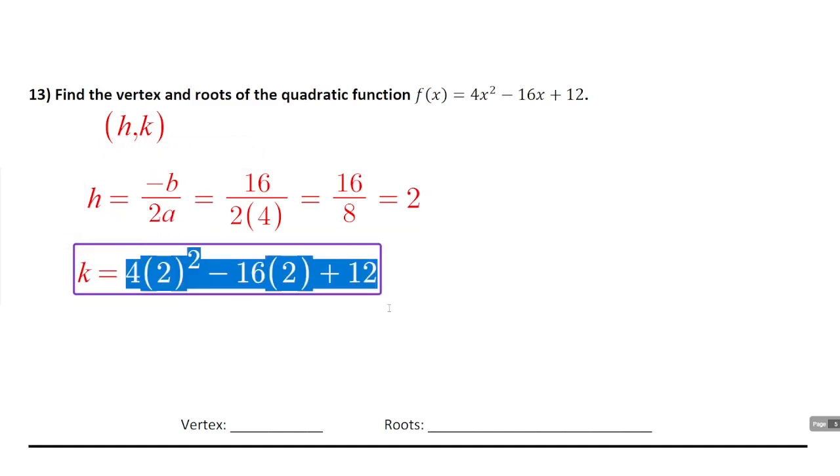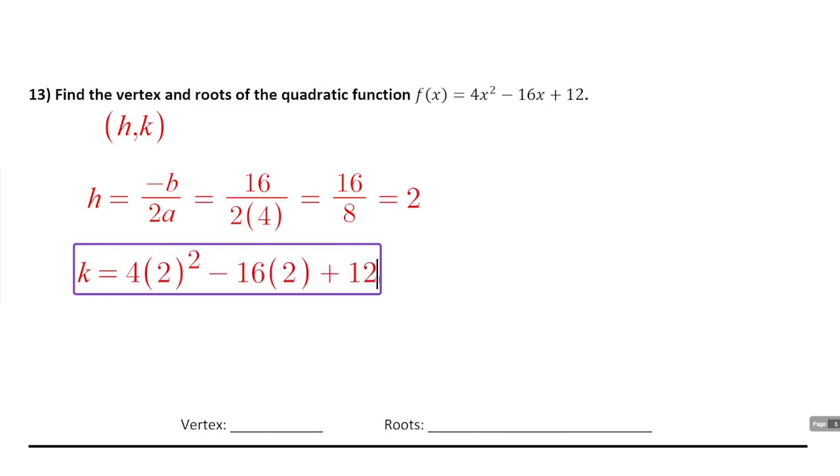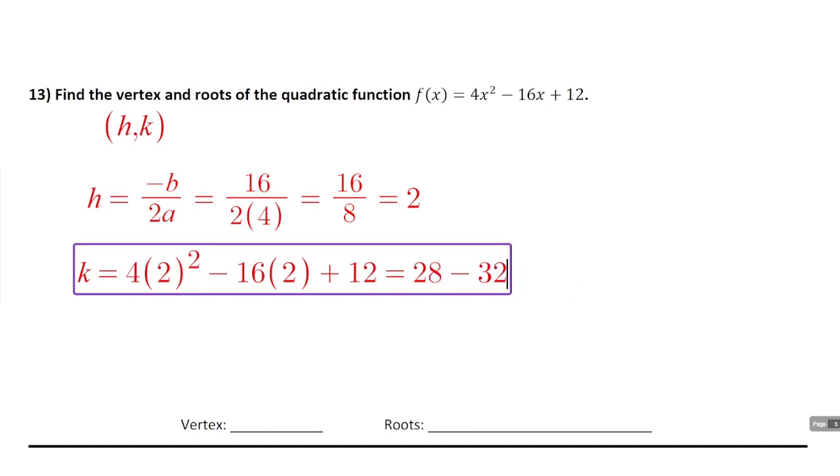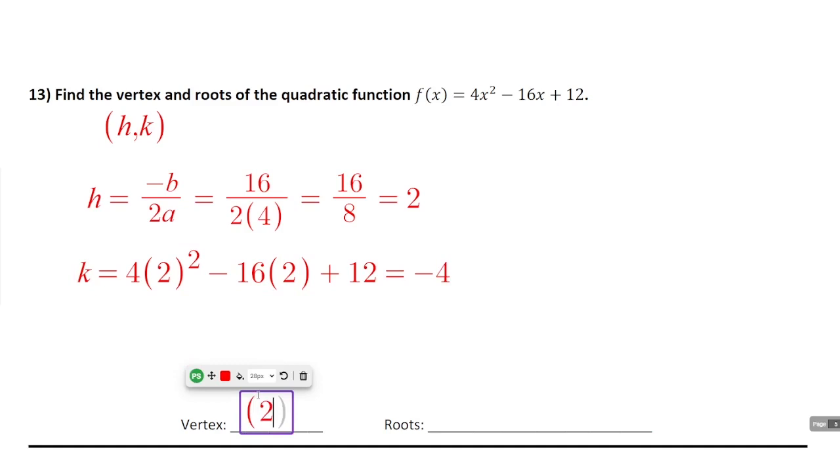This is something you could just put in the calculator here. So let's see, 4 times 4 is going to be 16. 16 times 2 is going to be 32. 16 plus 12 is 28. Again, you don't need to do this by hand. I'm just trying to do it faster so I don't have to pull out the calculator. And so we get negative 4 here. So our vertex is going to be at (2, -4).